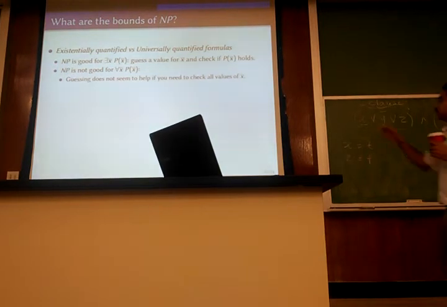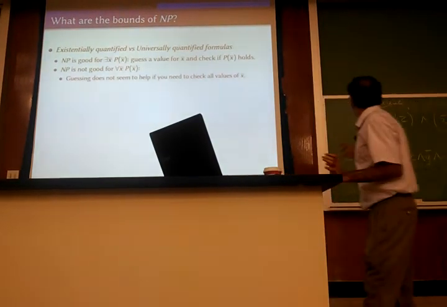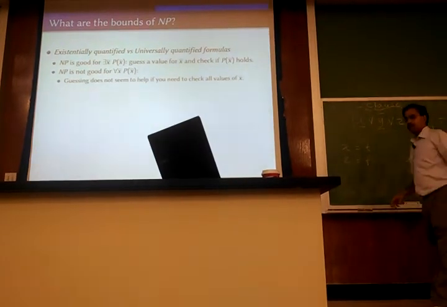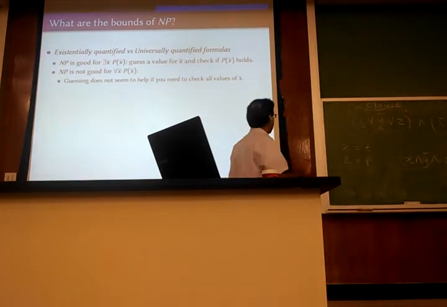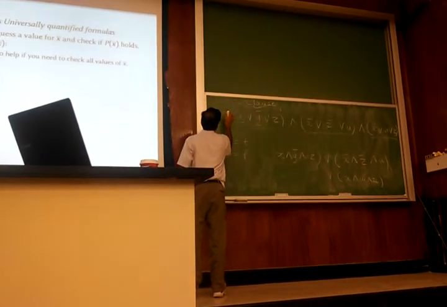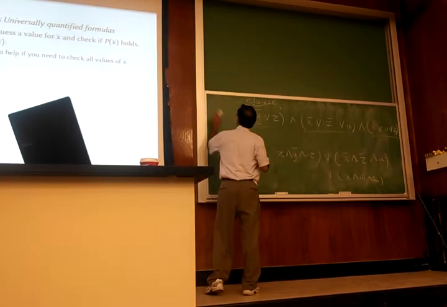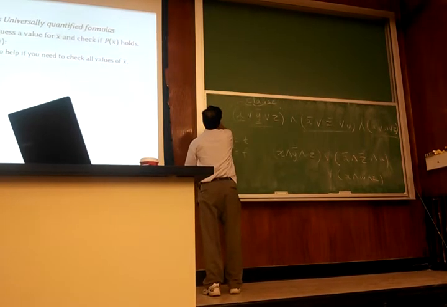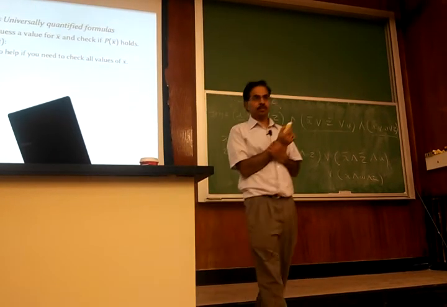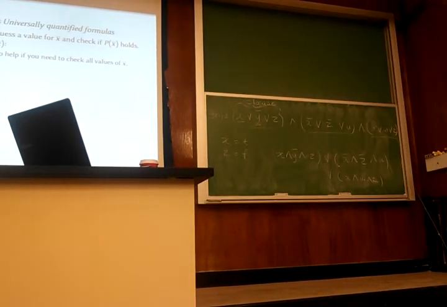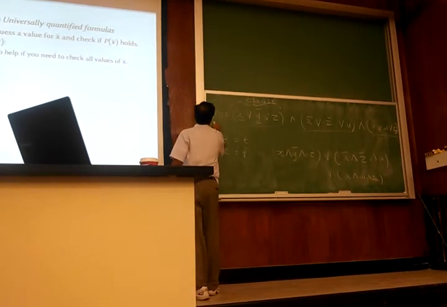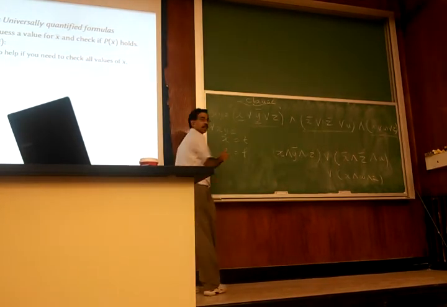Okay, so if you think of the satisfiability problem as a formula in first order logic, then what we are saying is there exists some value for x, y, and z such that this formula is true. Okay? Now, when we want to say that this formula is unsatisfiable, then what we are trying to say is for all values of x, y, and z, this is unsatisfiable.